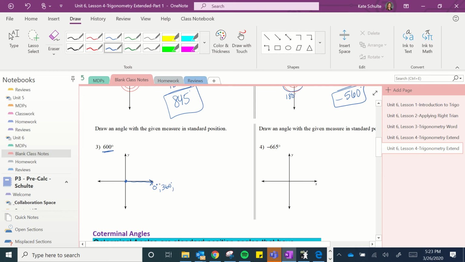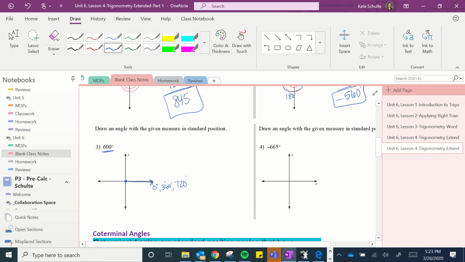So let's figure out what's the next time it gets around. 360 plus 360 is 720. I don't know if any of you skateboard or watch snowboarding or skiing or something like that, but this is exactly what they're talking about, how many times they spin around. So I know my angle is going to go at least to 360, but it's not going to get around to 720 because it's only 600.